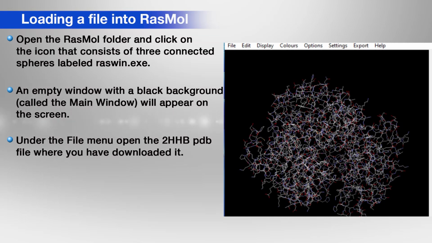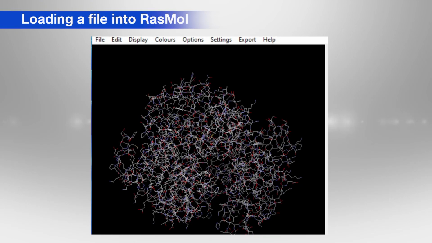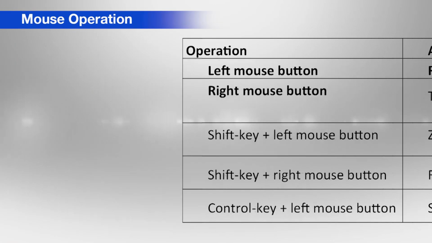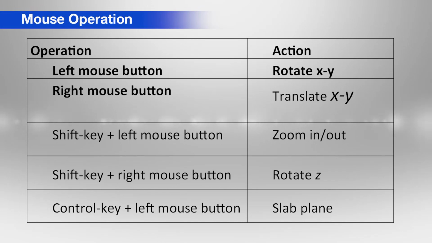Under the File menu, open the 2hsb.pdb file from where you have downloaded it. When a PDB file is first loaded into RasMol, it is displayed in a wireframe representation, which is RasMol's default display mode, as shown in this figure. Other display modes are also available, which we will describe below.